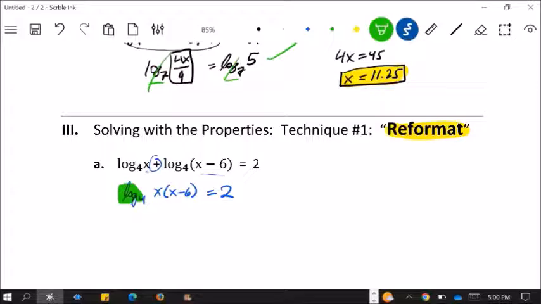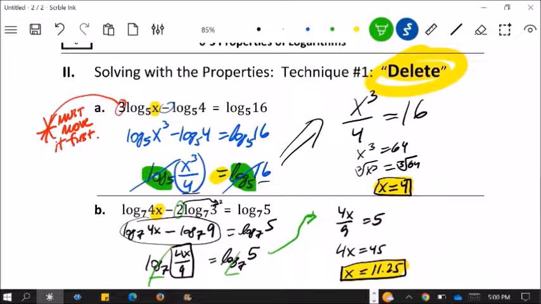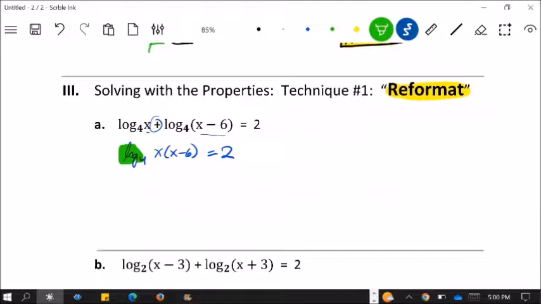I have log on only one side. Back on these two problems above here, we had log on both sides. So we ended up with this situation where we had log on both sides and it allowed us to simply use the insides being equal to each other. In this case now, we don't have log on the other side, so we can't do a deleting thing.